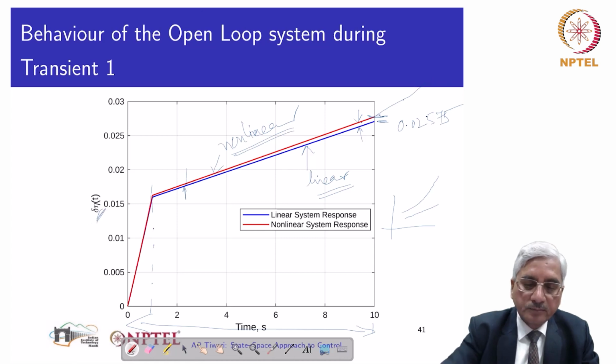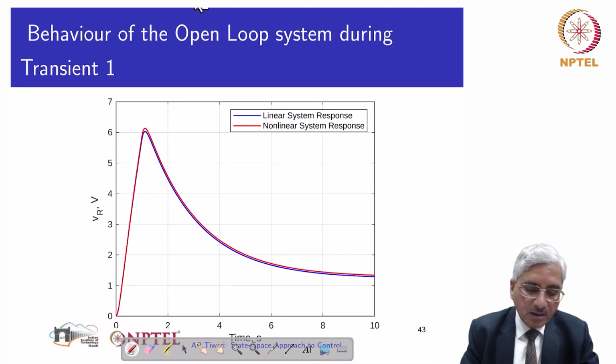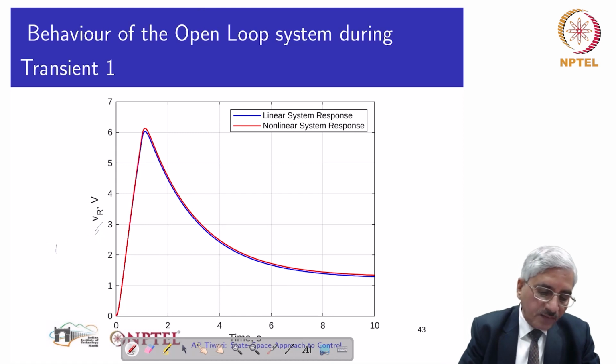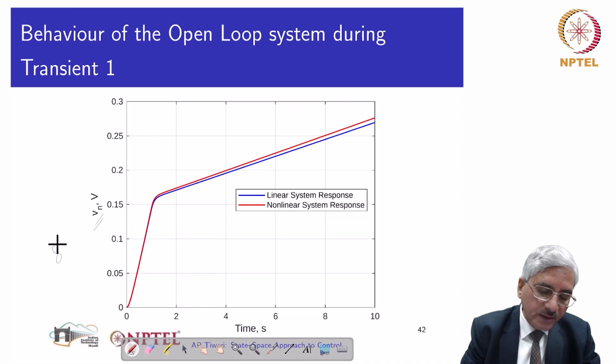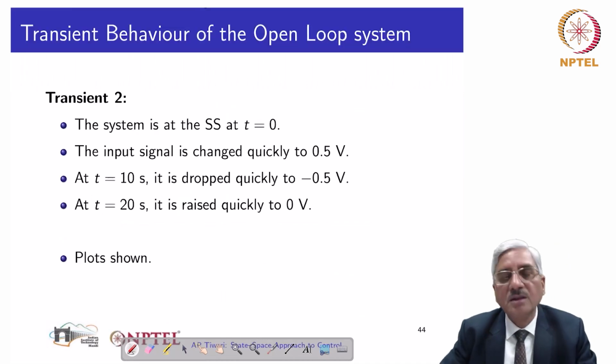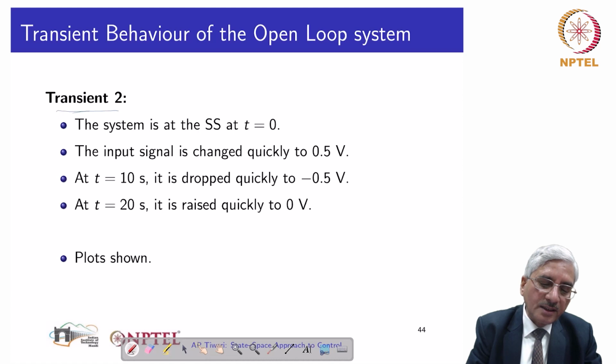Now if you look at delta Vn, the same thing. If we look at delta Vr, the same thing. So delta Vr can be predicted, delta Vn can be predicted with sufficient accuracy by the linear system. That is the conclusion from the first transient. We consider the second transient.